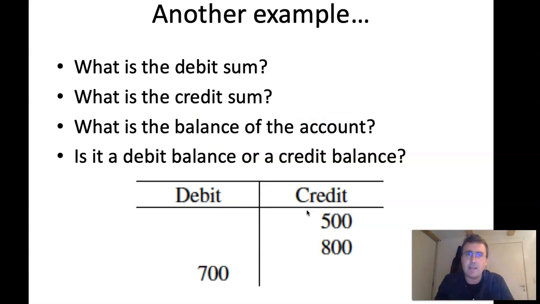Another example, in this case, 500, 800, and then 700. This has a credit balance. This means that 500 plus 800 is 1300. If we subtract 700 from 1300, what do we get? We get 600.